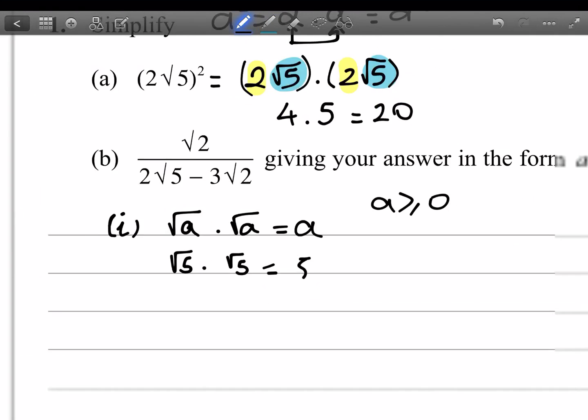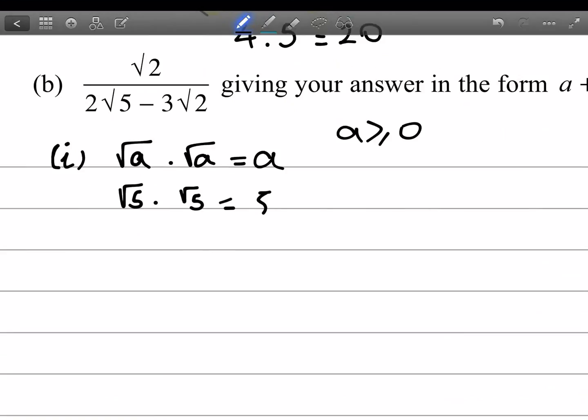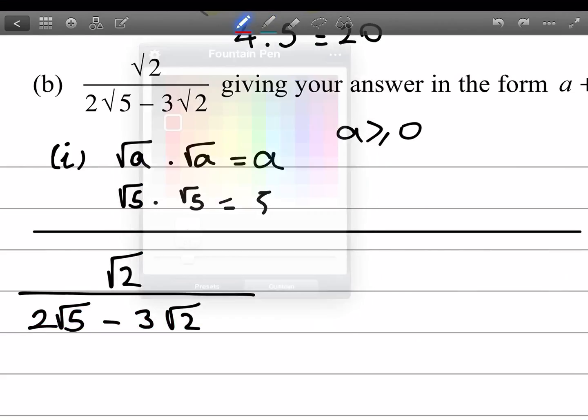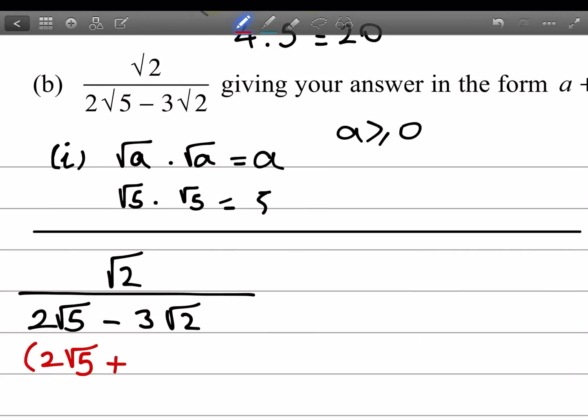And the second part is a little bit harder, but no worry, we can handle it. It says root 2 over 2 times root 5 minus 3 times root 2. We have to multiply both numerator and denominator by the conjugate of the denominator. We have to make the denominator an integer. 2 times root 5 plus 3 times root 2 is the conjugate of the denominator.